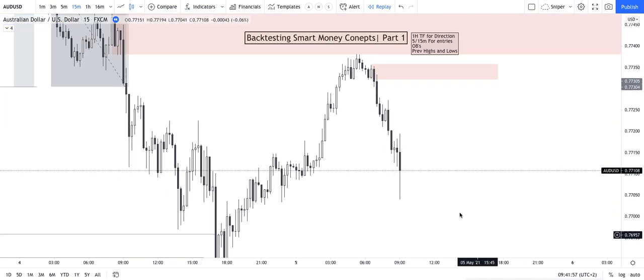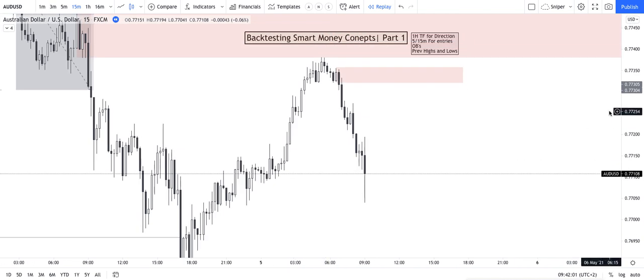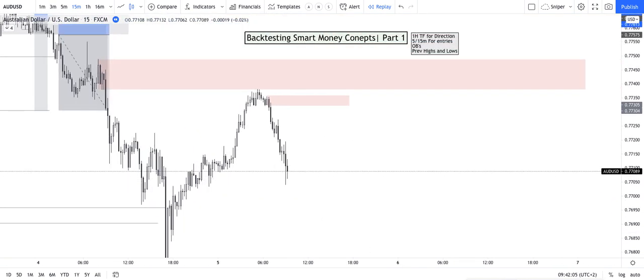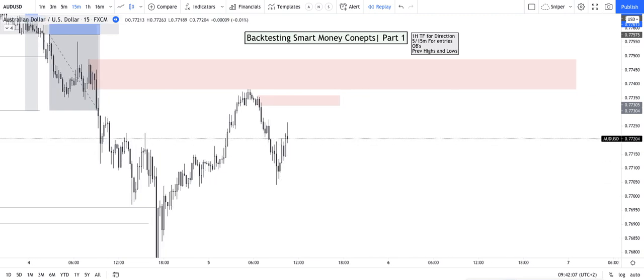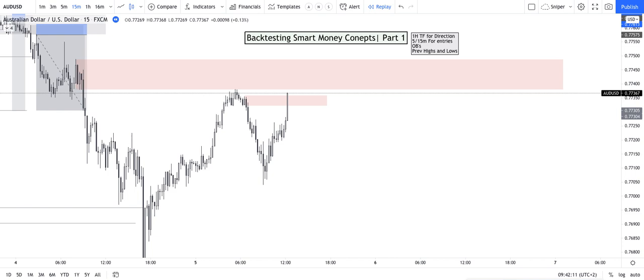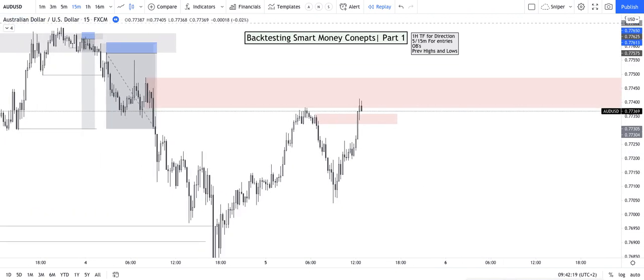Okay, now we're moving back down, but on the 50-minute, I'm not seeing anything here that I would like to take a long from. So currently, nothing yet for me. Okay, it looks like we're coming back towards that sell area. Okay, no entry or no confirmation, nothing at all, just went right through it, so I'm not taking any entries yet.